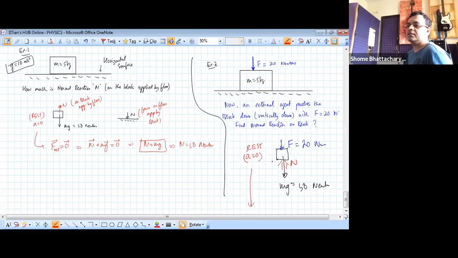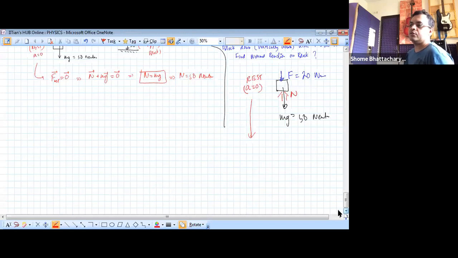If the normal reaction here was still 50 newtons, then the net force would have been downwards. This 20 newton force would have gone unchallenged. It would have gone unbalanced. So what adjusts for the application of that external force is the normal reaction. So the net force on this block has to be zero again. So that is what is telling us that N is now balancing the sum of mg plus F. Because you can see over here when we do the vector sum of normal reaction, weight and F.